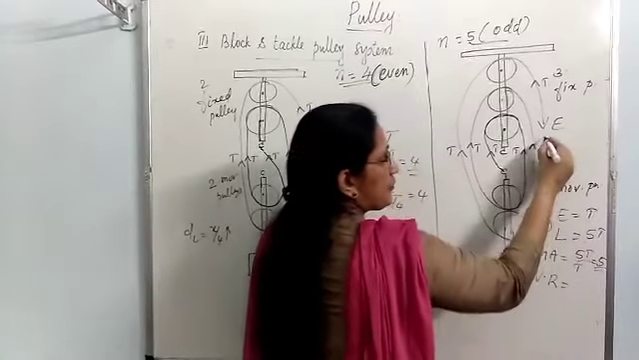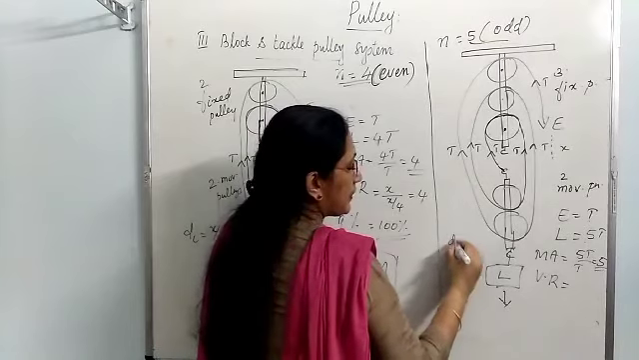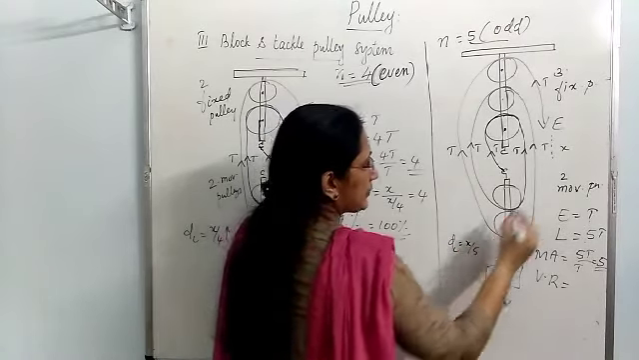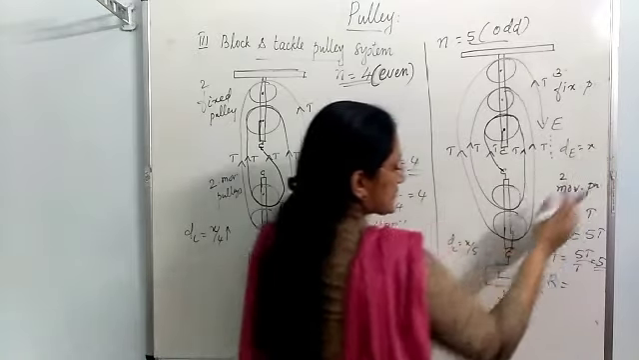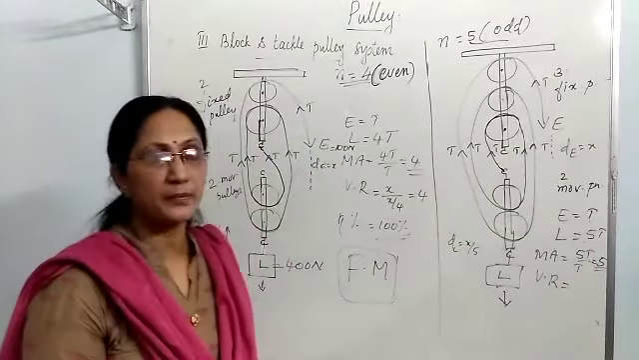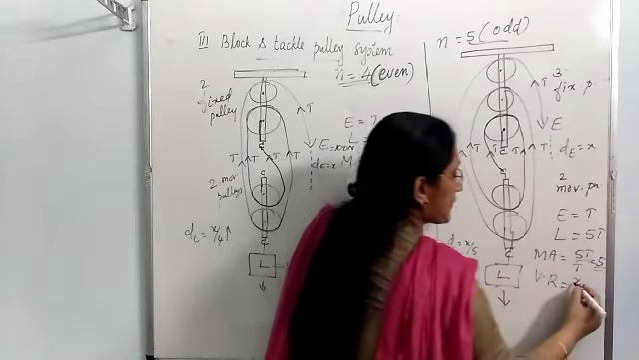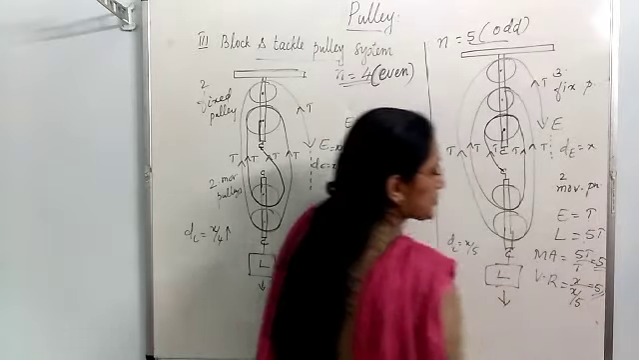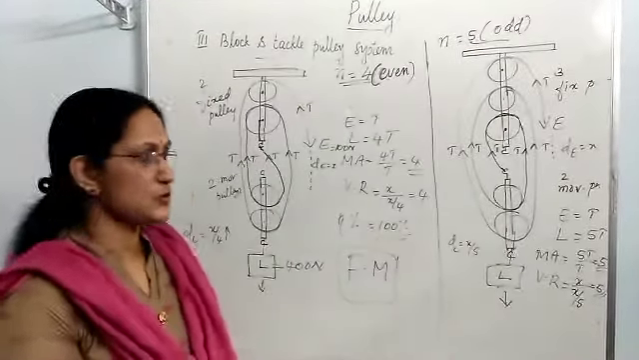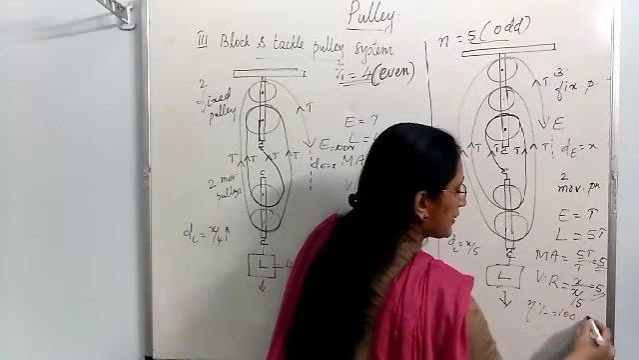VR: in this case, if you pull the rope down by a distance x, load will go up by x by 5. If displacement of effort is x, displacement of load will be x by 5. So VR is displacement of effort upon displacement of load, that is 5. So MA is 5, VR is also 5. If you find out the efficiency percentage, it will be 100%.